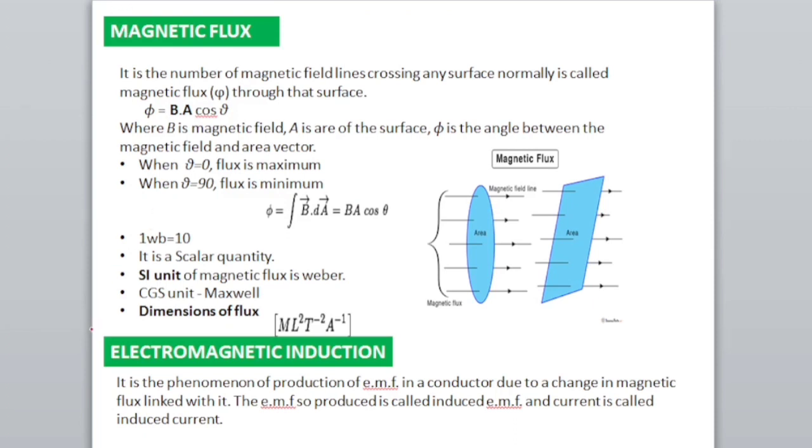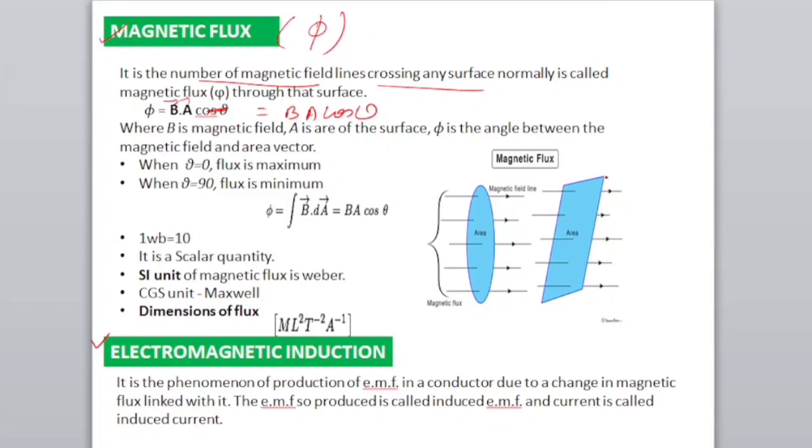But before starting electromagnetic induction, you must know about magnetic flux. Magnetic flux is the number of magnetic field lines crossing any surface normally. It is denoted by phi. And the formula for magnetic flux becomes phi equal to B dot A. This B dot A becomes BA cos theta, where theta is the angle between the area vector and magnetic field. What do you mean by this area vector?